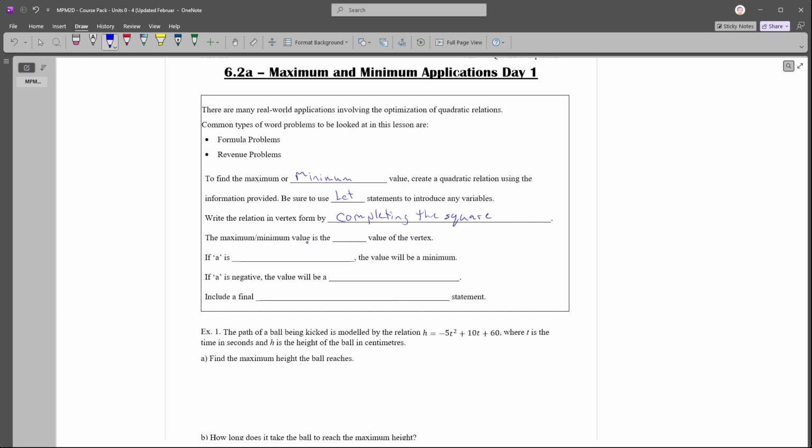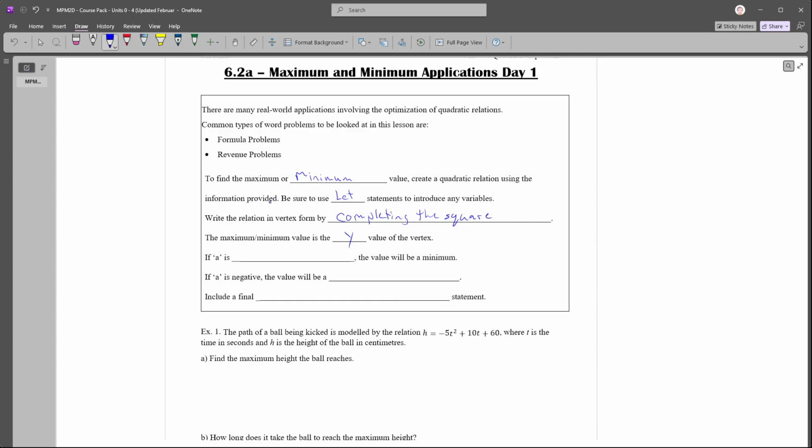Okay? All right. So the maximum or minimum value is always going to be the y value of the vertex. It's always the y value of the vertex. Now, this is going to be helpful because it's going to allow us to actually determine the solution to whatever problem we're trying to work with.